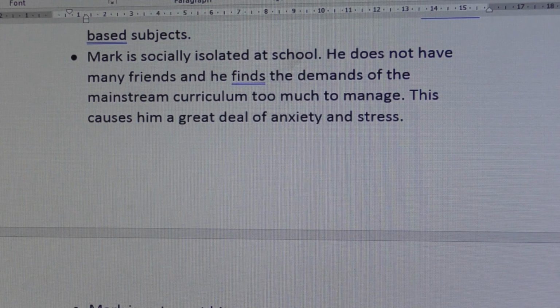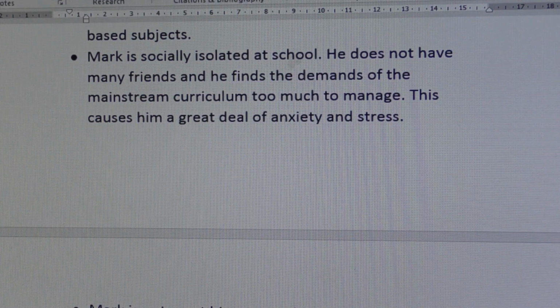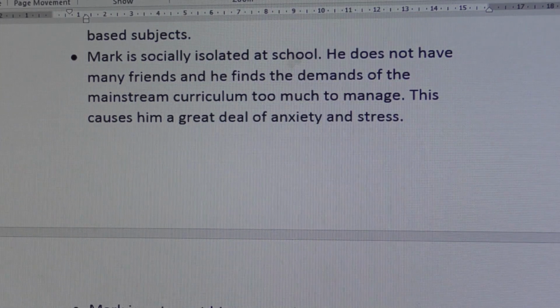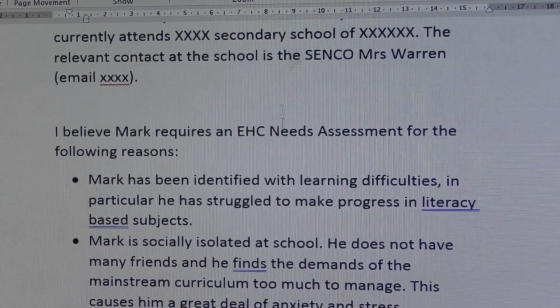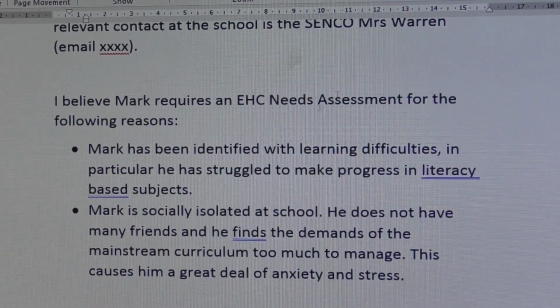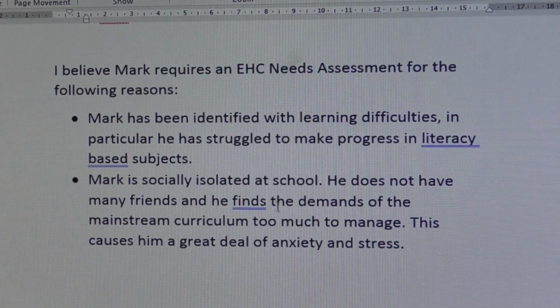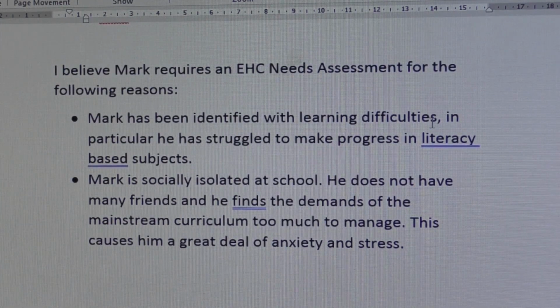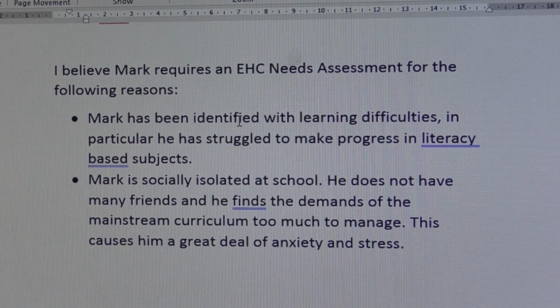So what we're basically doing here in the request for EHC needs assessment is identifying what we think are the special educational needs. If we look at this, I believe Mark requires an EHC needs assessment for the following reasons. And so we identify the difficulties that we think he's having at school.